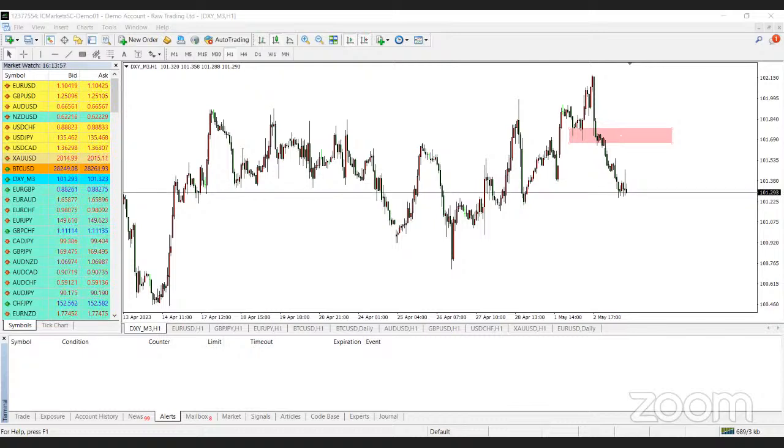We're here to talk about how to trade the market, how to get opportunities in the market. And of course, we are going to be looking at a few instruments today based on what has been happening in the market.